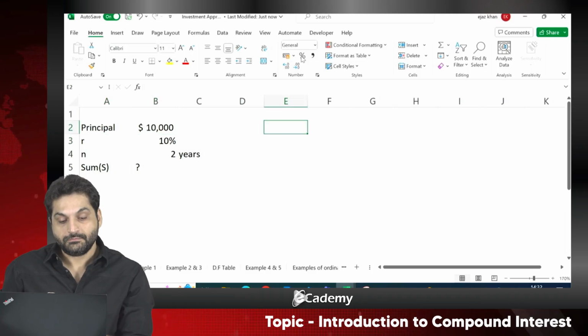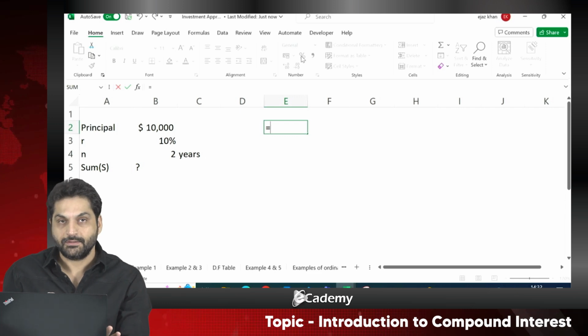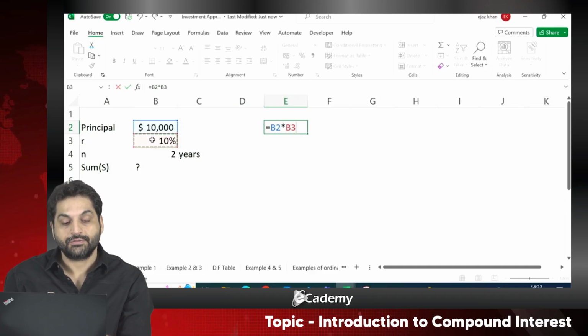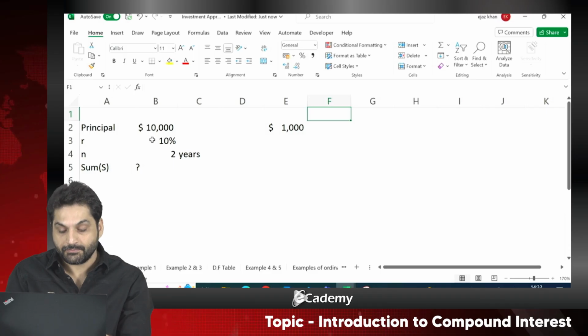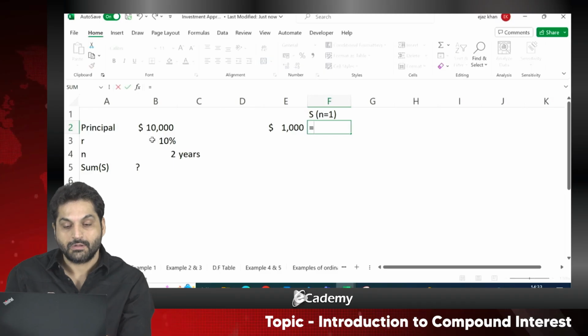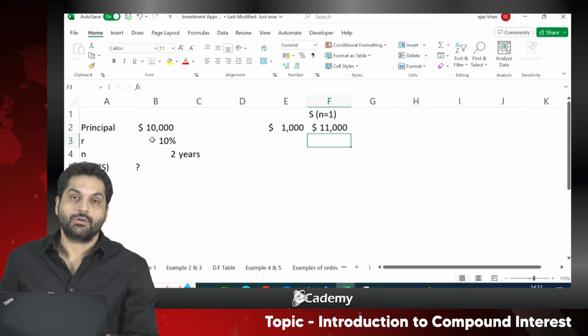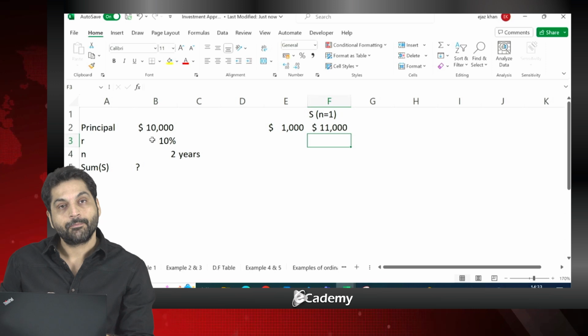So if we invest this amount for 1 year, the amount of interest will be 10% of 10,000, which will be 1,000. So in 1 year's time, the sum will be 1,000 plus 10,000. And that's $11,000. So the total value of the investment after 1 year will be $11,000.